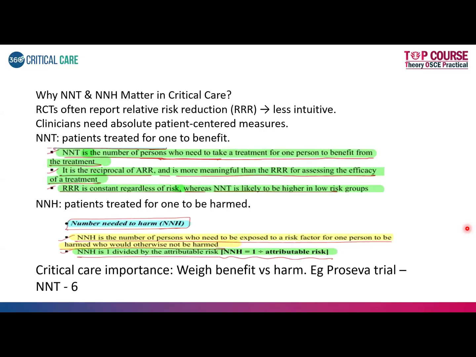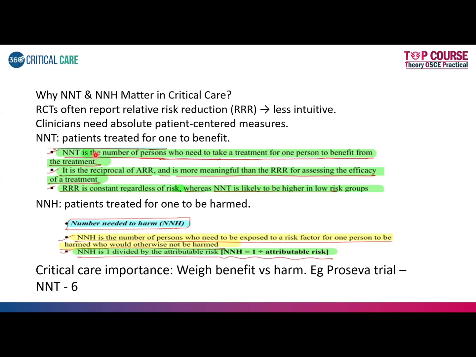Why does number needed to treat matter in critical care? RCTs often report their results in terms of relative risk, but clinicians do not need relative risk, they need absolute patient-centered measures. That's where the number needed to treat and the number needed to harm come in.